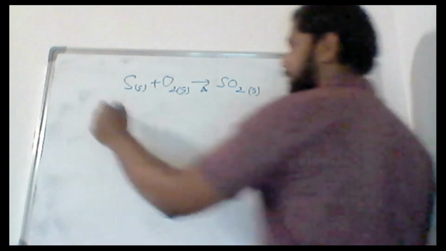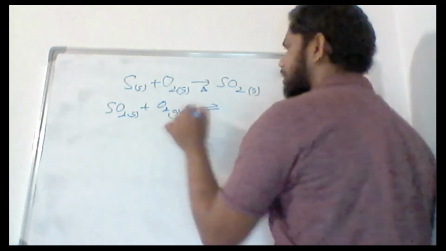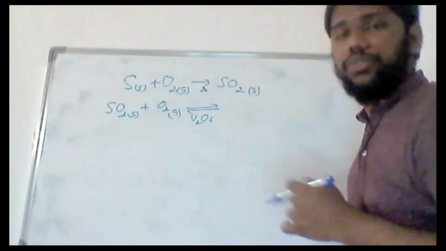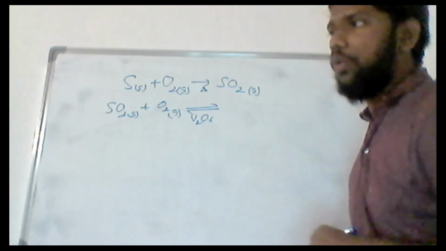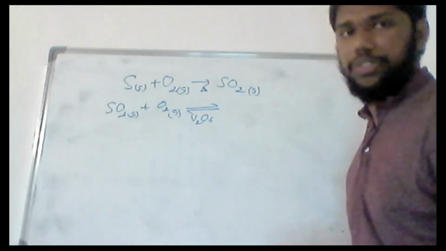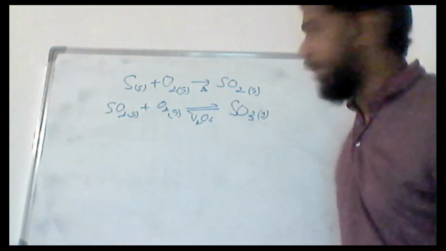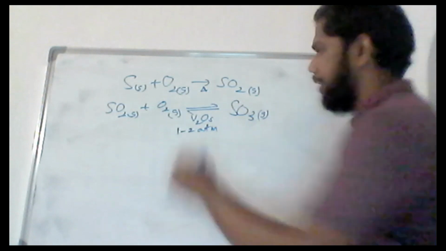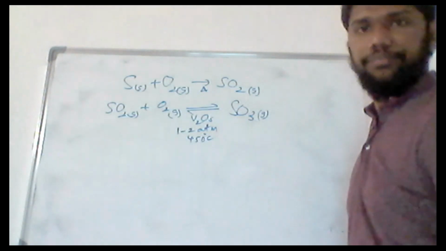Okay, and in the second step, we normally use the catalyst, which is reversible in reaction, vanadium pentoxide. Earlier I told you this was replaced. Earlier they used platinum, then platinum was replaced with vanadium pentoxide because platinum is more expensive. So this will form SO3 gas. You use vanadium pentoxide at 1-2 atm, and the temperature is 450 degrees Celsius. Okay, so you have SO3.